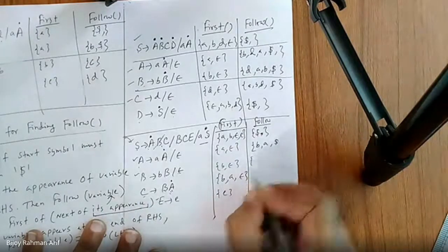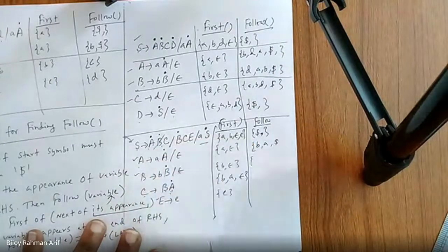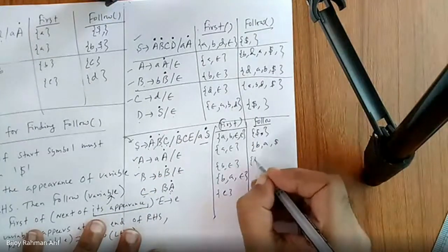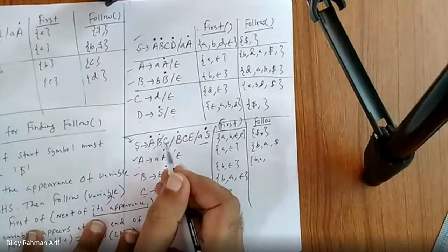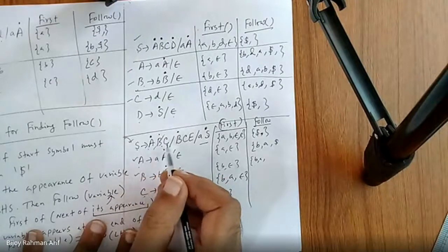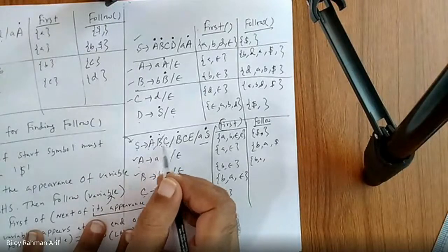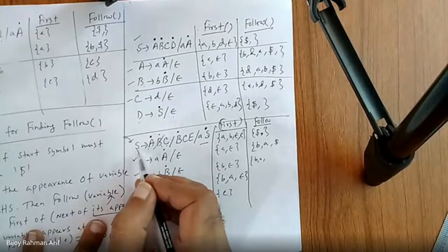Let's go to B. B appears over here, and B appears over here, and B appears over here. The follow of B is nothing but first of C. First of C is what? B, A, and if you put epsilon, it does not create anything, but C appears at the end of the production. So follow of B would be first of C, and as C appears at the end of the production, follow of B also would be follow of S. Follow of S is nothing but dollar.